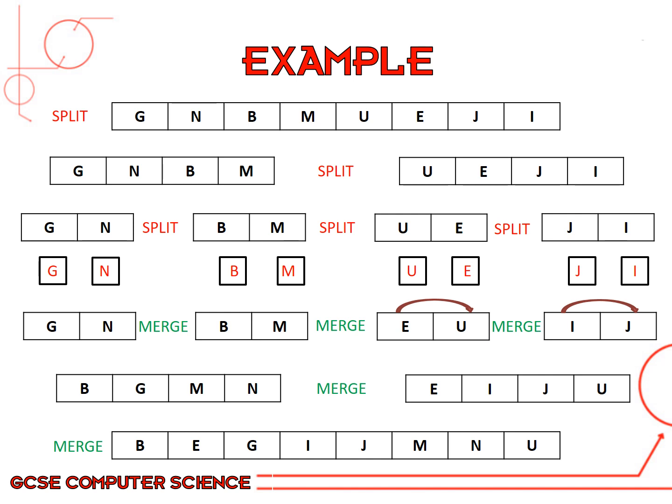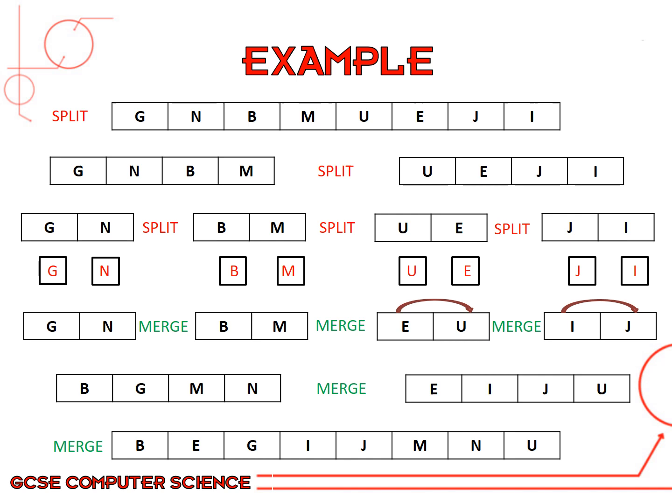When you've got all your individual lists like we have here, G, N, B, M, U, E, J, I in the middle, then we need to begin to merge them back in the right order. So you're only looking at 2 values at once. We're looking at G and N and we're merging them into the right order, which they already are. B and M already are. U and E need to swap, so when we merge we put them into the right order. And J and I need to swap, so when we merge we put them into the right order.